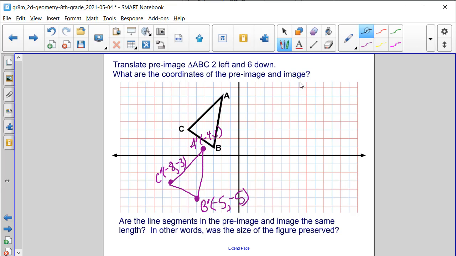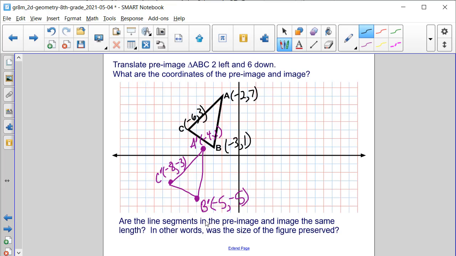And we can also label our original coordinates. For point A, we were at -2, 7. Point B, we're at -3, 1. And then the original point C is -6, 3.